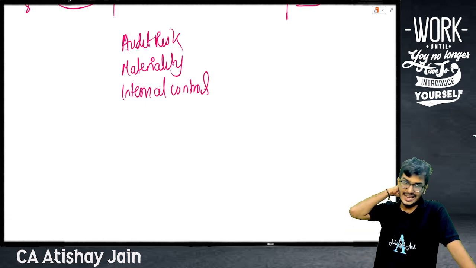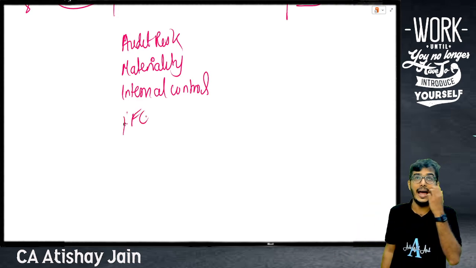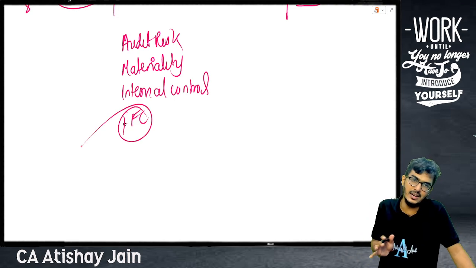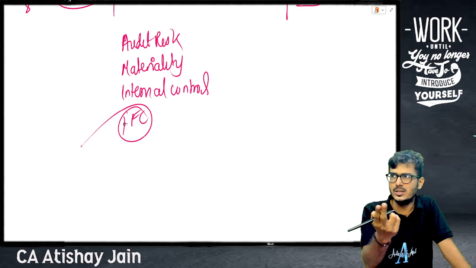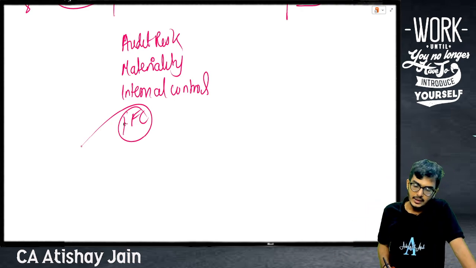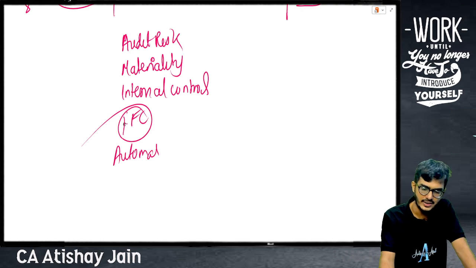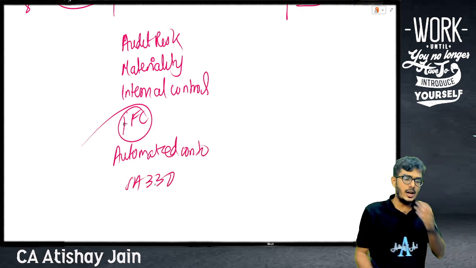Then we have IFCs, internal financial controls. If you open the May 24 paper and September 24 paper, in both attempts they asked questions on IFCs. So I personally feel that since they asked in 2 attempts, for JAN the chances on IFCs are very less. It's, I guess, a 2-page concept. Then comes automated controls. Every attempt there is 1 question on automated controls, a 4 mark question. Then lastly SA 330.